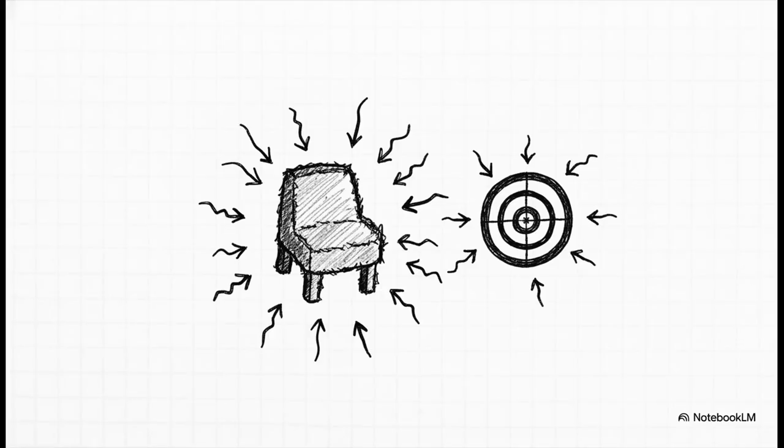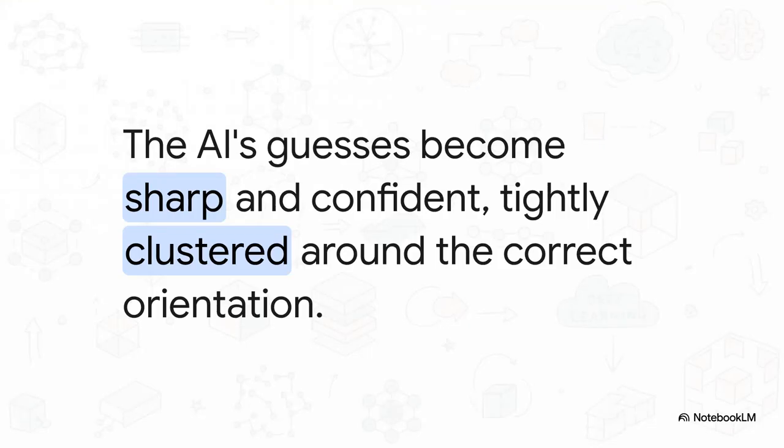At a really low resolution, the AI is pretty much just taking a wild guess. The object is just a fuzzy blob. It can't see the fine details it needs, like which way the legs are pointing or where the back of the chair is. So its predictions are just scattered all over the place. But at high resolution, bam, the payoff is crystal clear. The predictions become sharp, confident, and they're all tightly clustered right around the correct answer. The AI can finally see the subtle geometric cues it needs to really understand the object's position in 3D space.